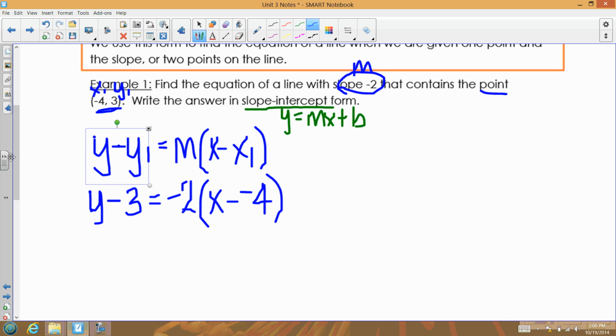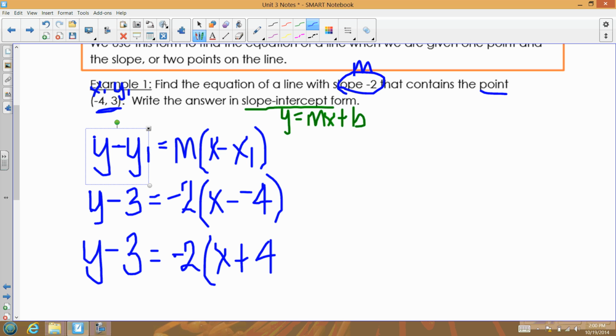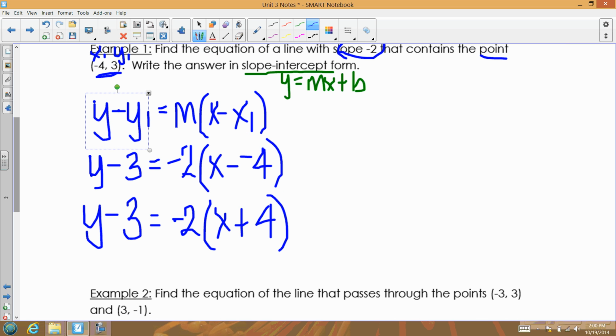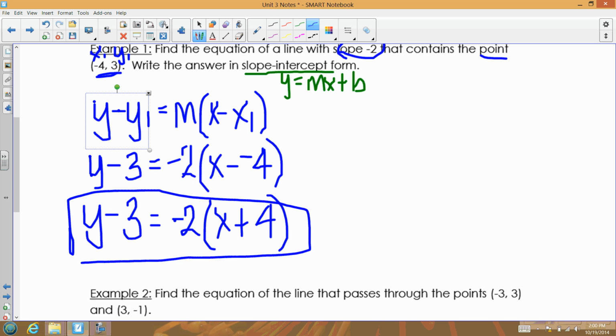So let's go ahead and rewrite that. So it's going to be y minus 3 equals -2 times x plus 4. And then what we're going to do is we're going to get this into y equals mx plus b form, or slope-intercept form. Otherwise, if it didn't specify, this equation that I have right here could be an answer. That's the equation of a line that has a slope of -2 that passes through the point -4, 3. But because of the problem, the way it's specified, we have to simplify.